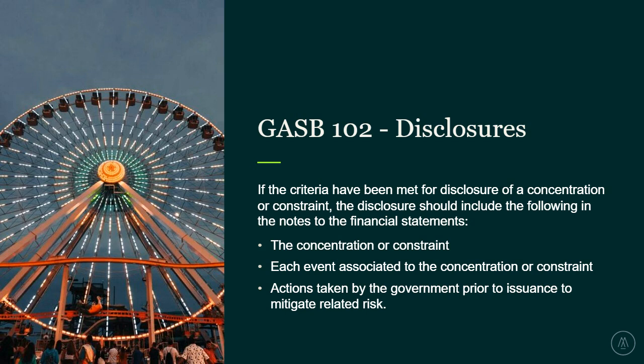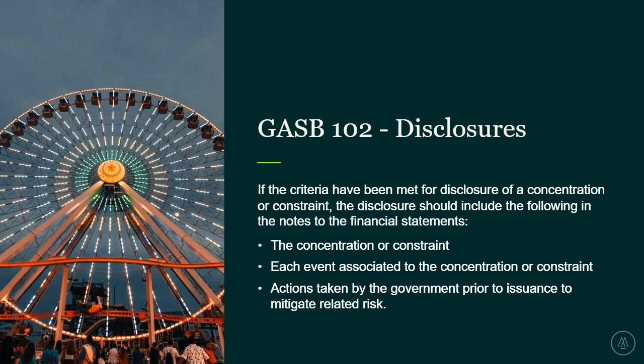The disclosures required would include information about the concentration or constraint, the event associated with that, and actions being taken to mitigate the risk. The standard is going to require, yet again, quite a bit of judgment on everyone's part, and depending on the issue and issues identified, could potentially include some sensitive items.